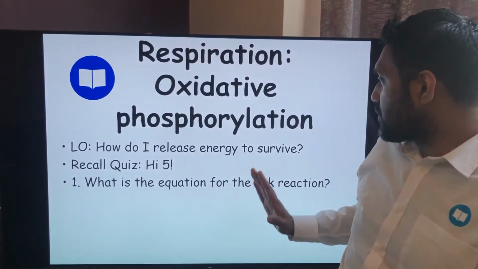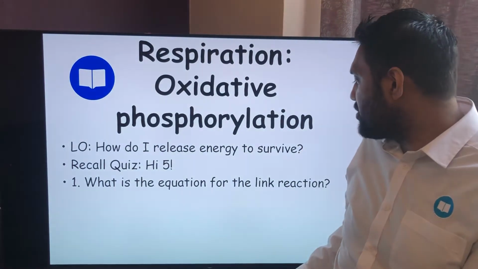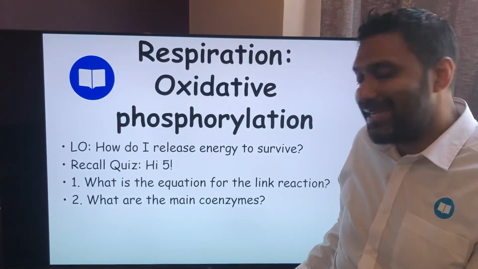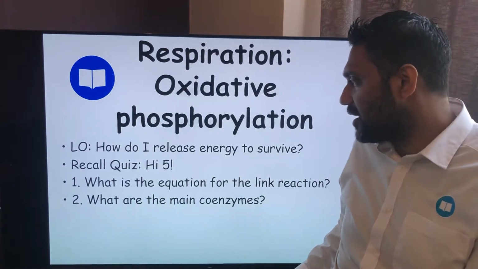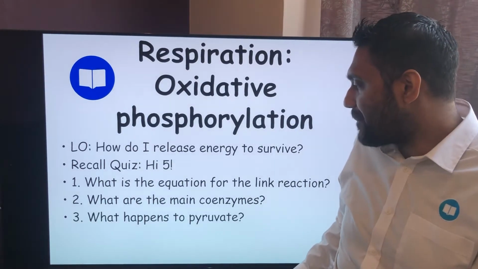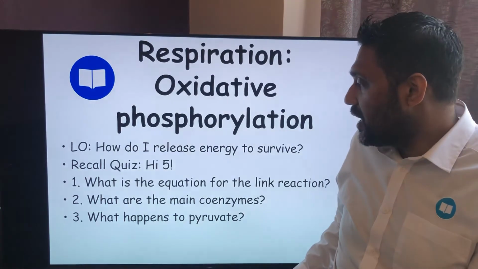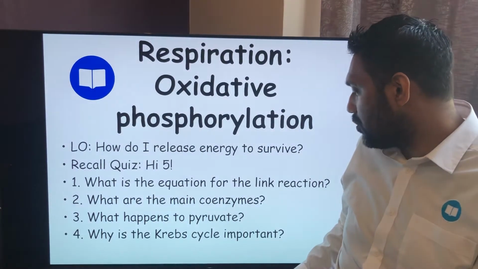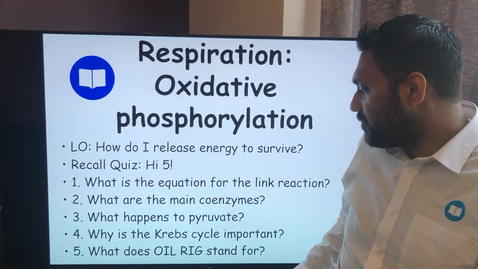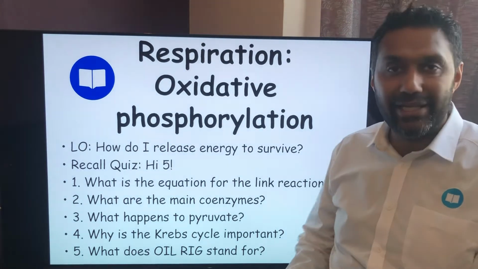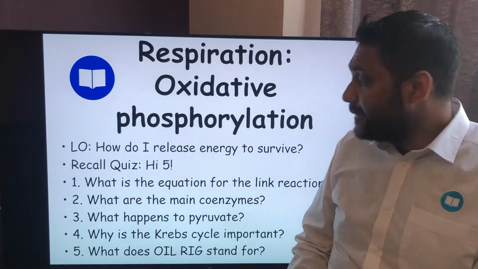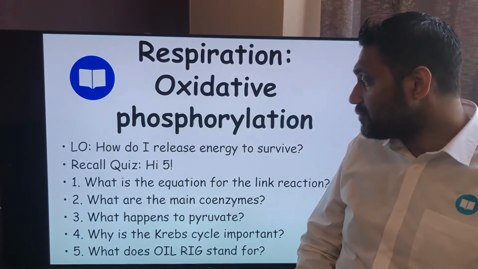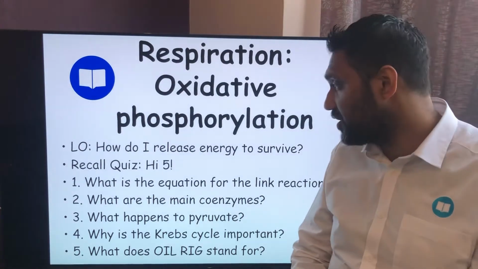Question 1, what is the equation for the link reaction? Number 2, what are the main coenzymes that we talked about last time? Number 3, what happens to pyruvate? Number 4, why is the Krebs cycle important? And number 5, what does oil rig stand for? What's the whole purpose of it? Have a go at answering those. Pause the video if you need time to do that. And once you're ready, you can unpause and we'll go for the answers now.